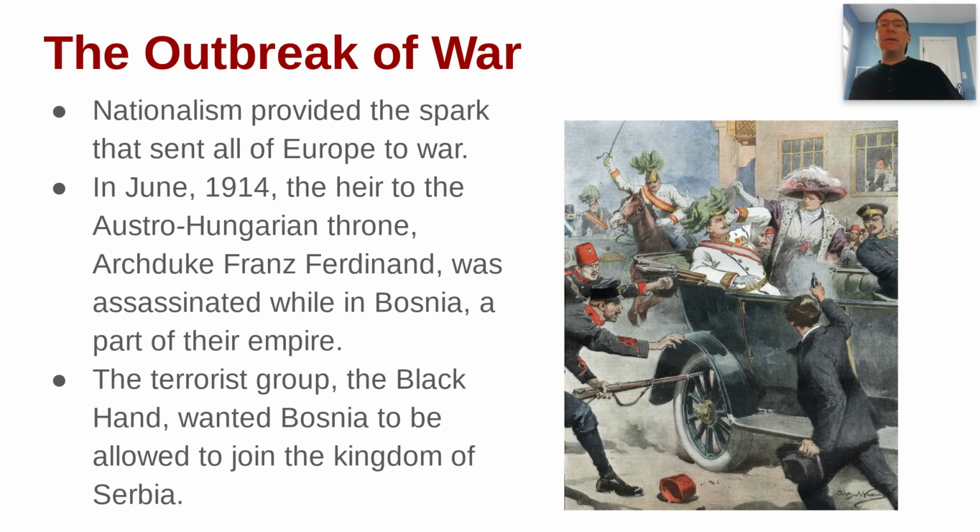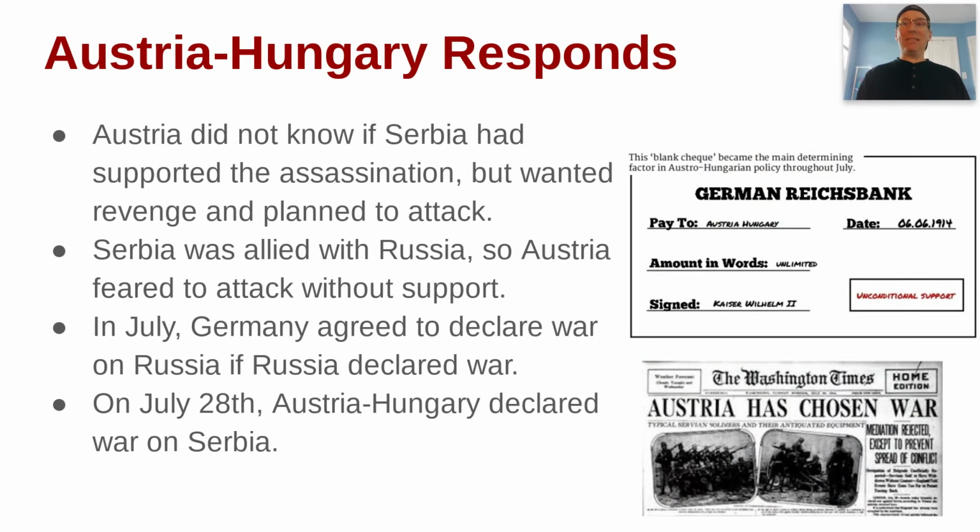So this terrorist group called the Black Hand organized this attack on the heir of the Austro-Hungarian Empire. And in this attack, both Franz Ferdinand is killed, and then for good measure, once he is killed, his wife is killed as well. This is going to cause some problems.